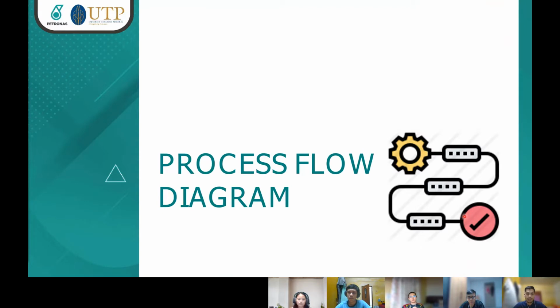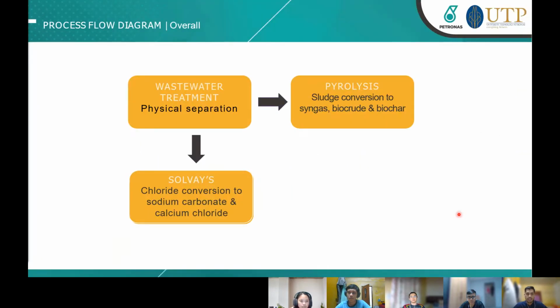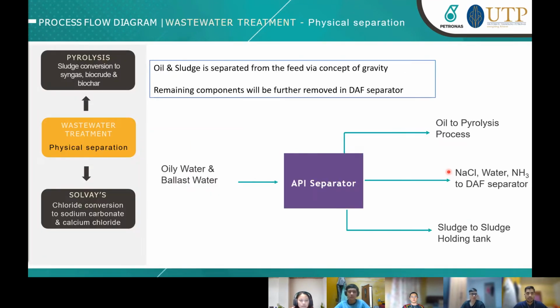Next is the part on the process flow diagram. So this is the overall process flow diagram of our design, which is separated into 3 main processes, which start off with the wastewater treatment, followed by the pyrolysis process, and then the Solvay process. Let's start off with the wastewater treatment.